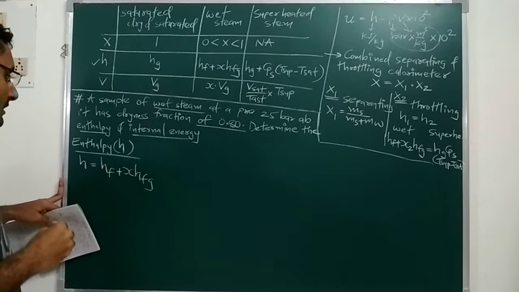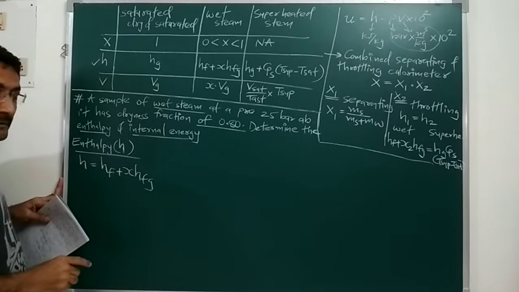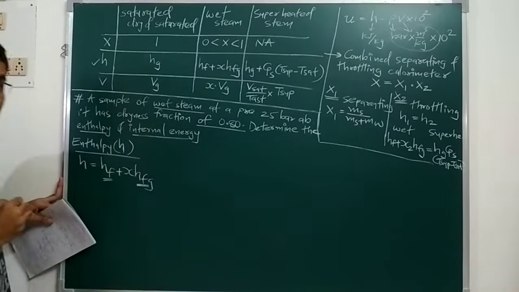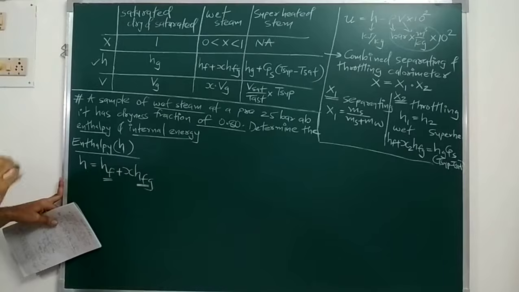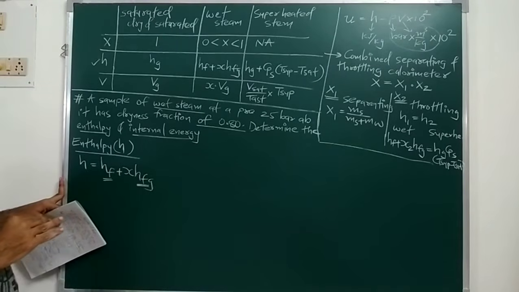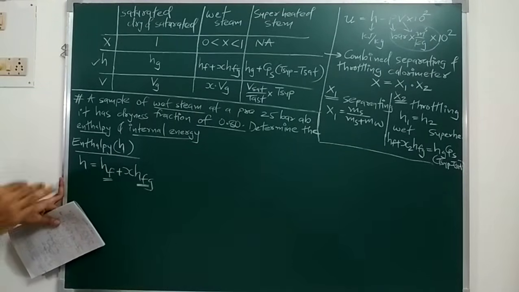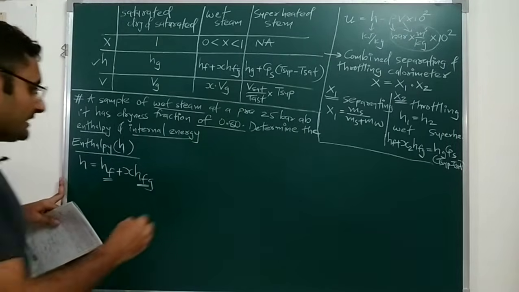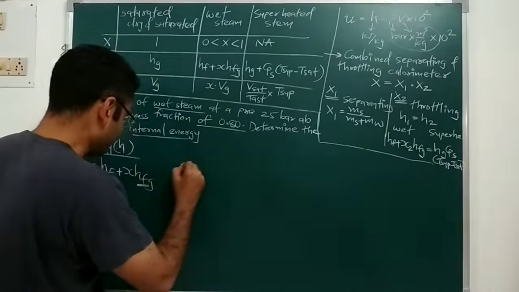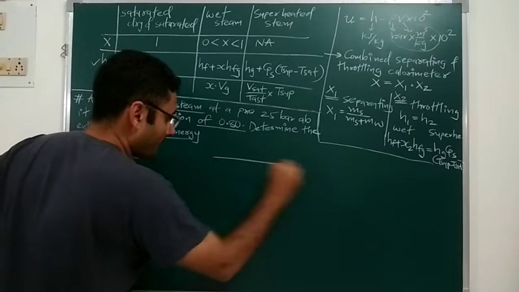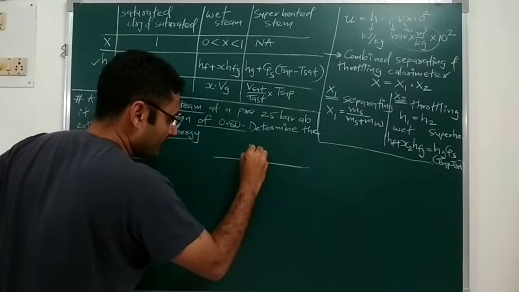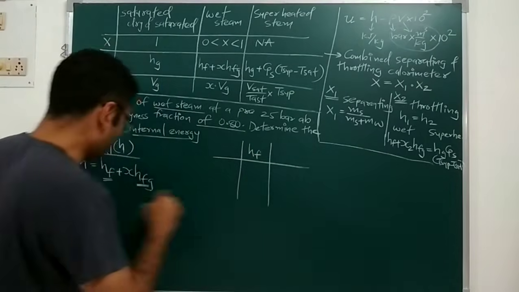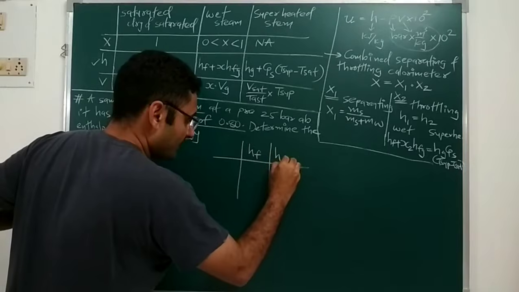Now, to find the enthalpy, you have to find the values of HF and HFG from the steam table, because in this chapter each and every example can be calculated with the help of the steam table, and usage of the steam table is necessary. So over here I will prepare one table. First I will write HF in kilojoule per kg. The next value is HFG, so I will write HFG.